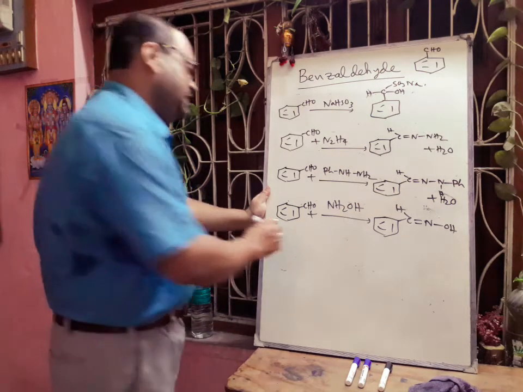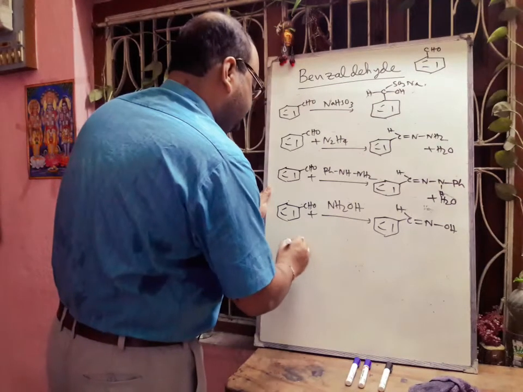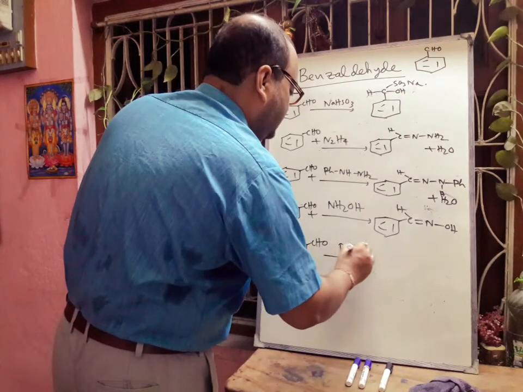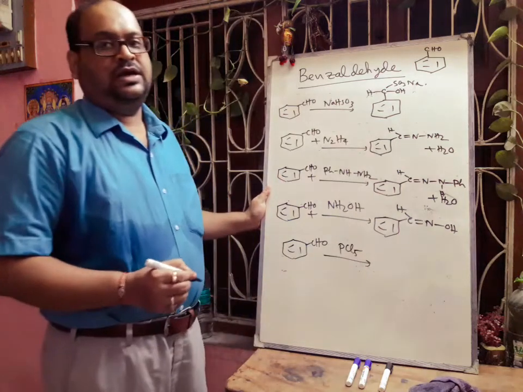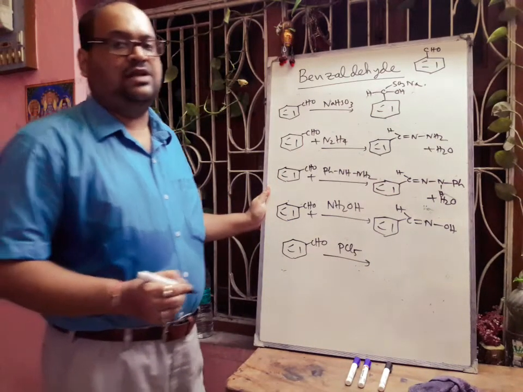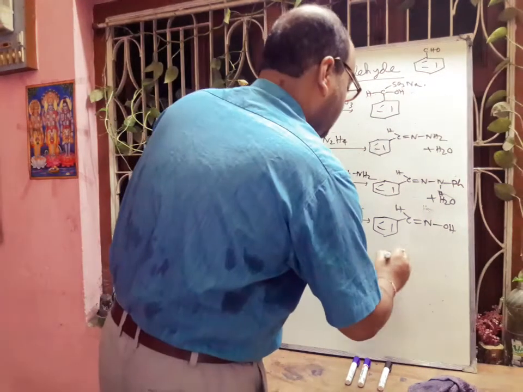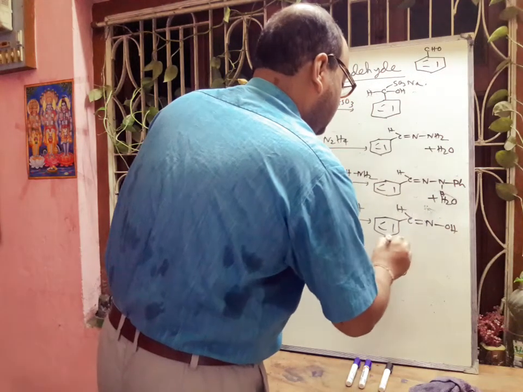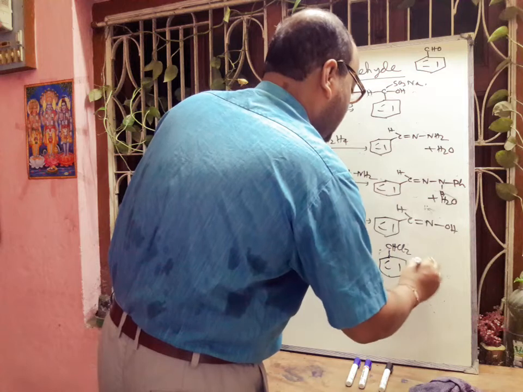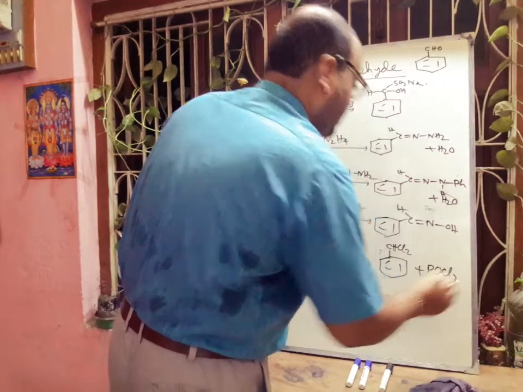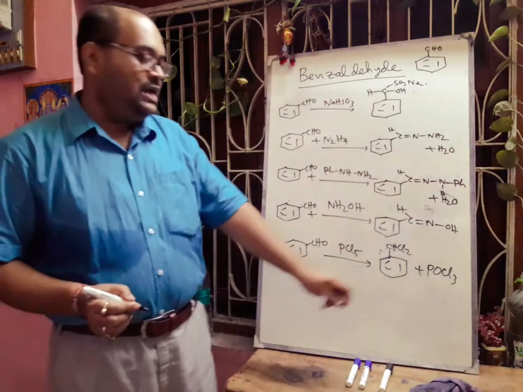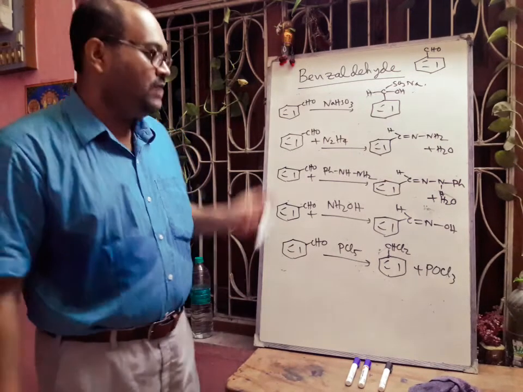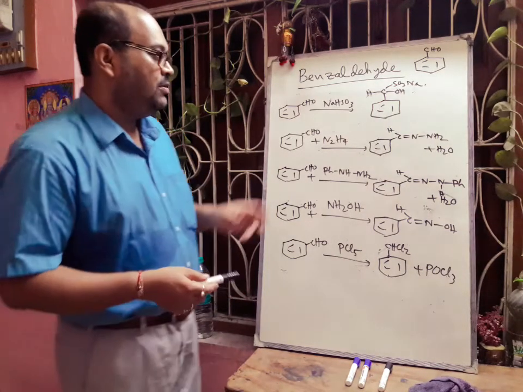Next, if we take benzaldehyde and add phosphorus pentachloride, that is PCl5, there will be formation of benzal chloride, PhCHCl2 plus POCl3, phosphorus oxychloride. So here we are getting the corresponding benzal chloride. Hope you can understand this type of reaction.